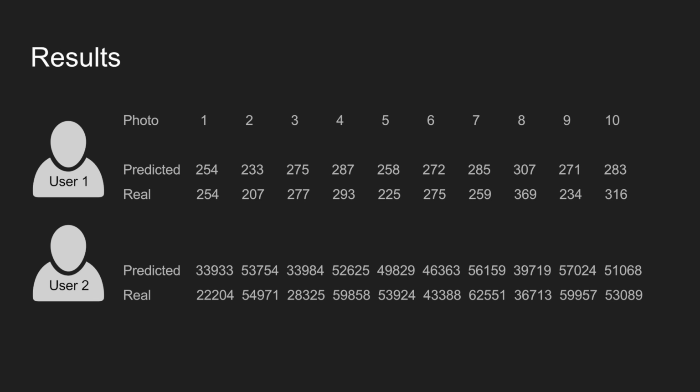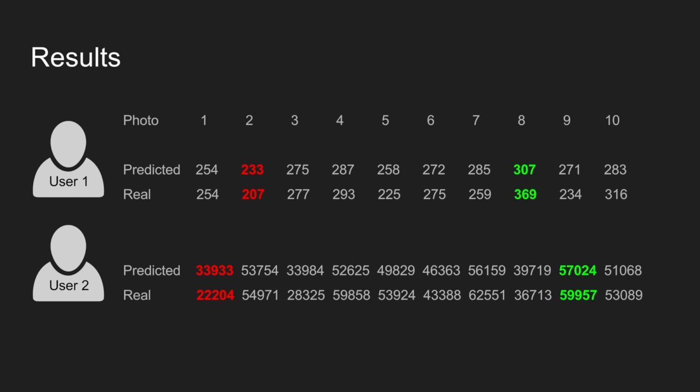Then let's have a look at sample predicted results of 2 users. Here we have the predicted and actual like counts of each user's 10 recent posts. As you can see, for most of the posts, especially those of user 2, predicted values do not match the actual values, but some are pretty accurate, like the first post of user 1. Also, the predicted values tell us which photo will be more or less popular within the same user.